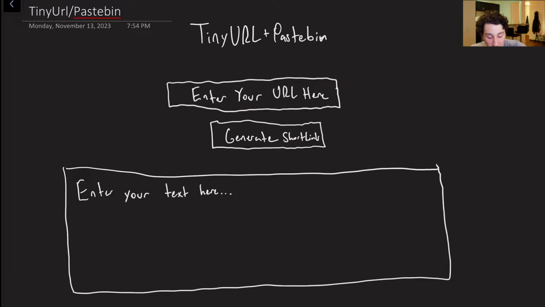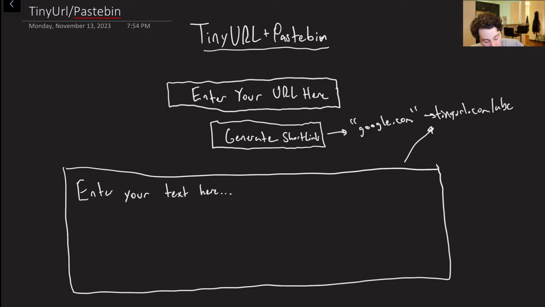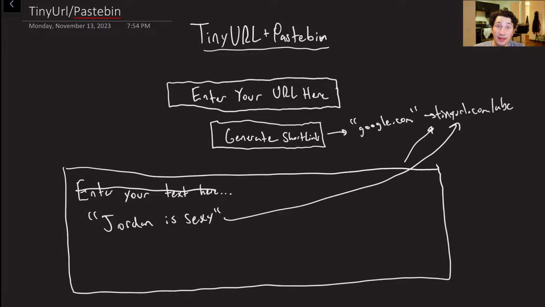So today we're going to be talking about TinyURL and PasteBin. And so the gist of these two is pretty simple. Basically, we're going to be generating short links. So in the case of TinyURL, we might have something like google.com, and someone wants to make a short link for it called tinyurl.com/abc. Same goes for PasteBin. If instead of entering my text here, I was to write Jordan is sexy, which we all know to be the case, of course, our paste would be pointed to by that short link.